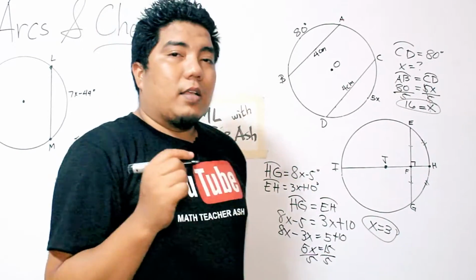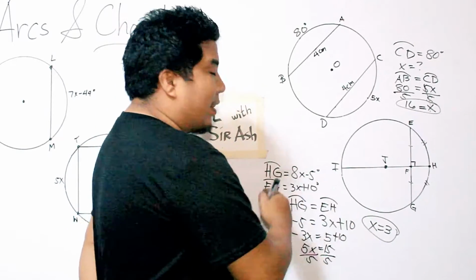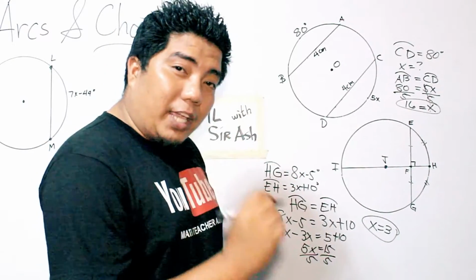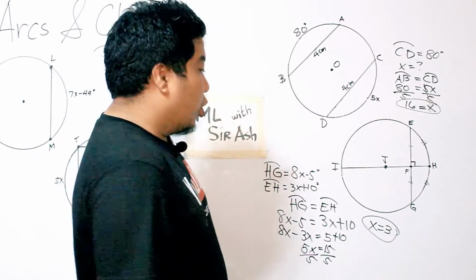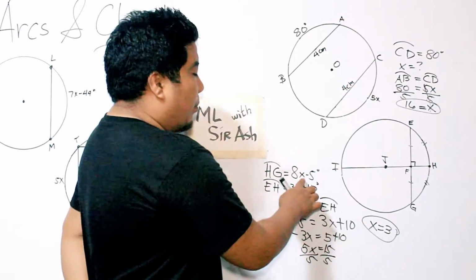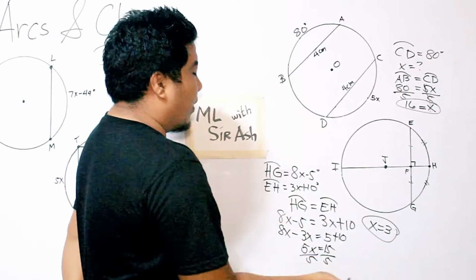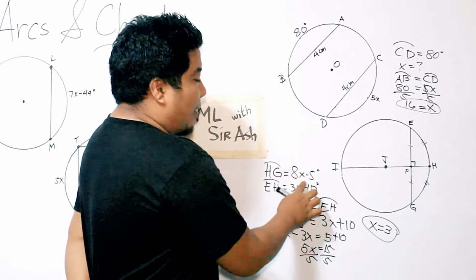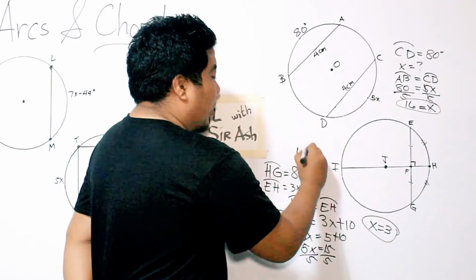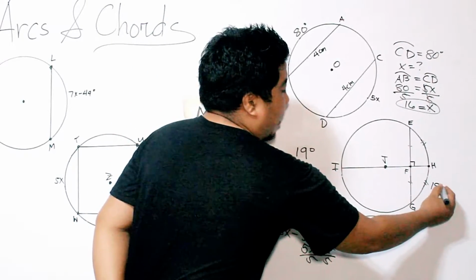Now, did we answer the problem? Not yet. Why? Because we need to get the actual value of our arcs HG and EH. So what we will do is this value of x, that is 3, it will be substituted to your expression 8x minus 5, and that will give you 8 times 3, that is 24. 24 minus 5, and that will give you 19 degrees. So HG is 19 degrees.